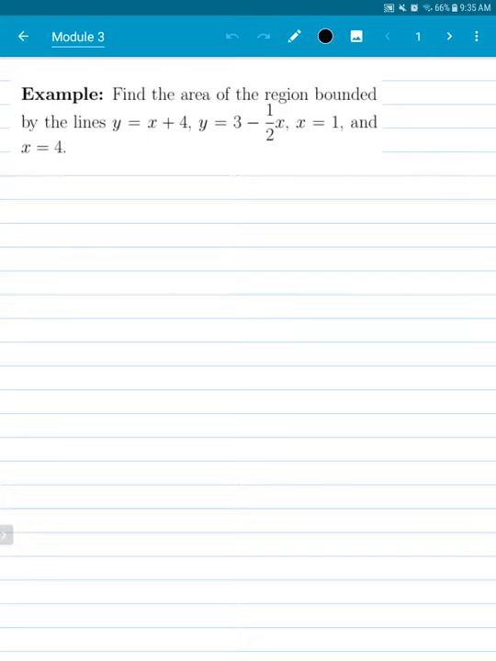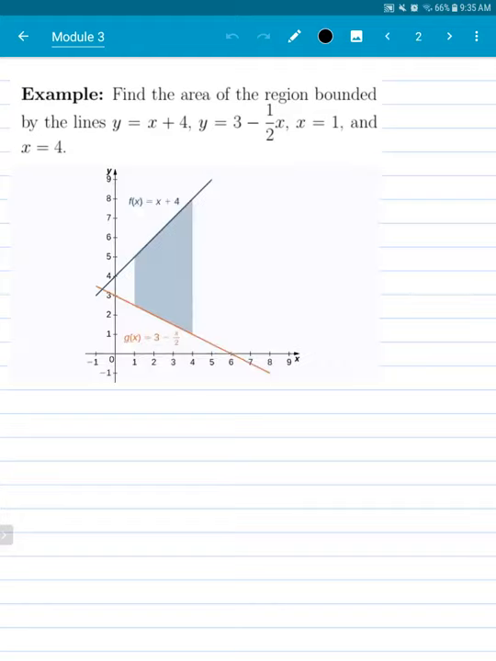I will leave the drawing of the figure to you. You should still know how to draw lines. One way would be point by point plotting; 2 points are enough. Another way would be to get the x and y intercepts and then connect the points. I've just pasted the figure here. You see the line f of x equals x plus 4, the blue one, which is the higher line on the region bounded, on the interval from 1 to 4. The lower line would be g of x equals 3 minus x over 2, the orange line.